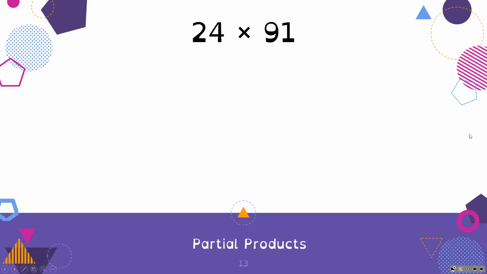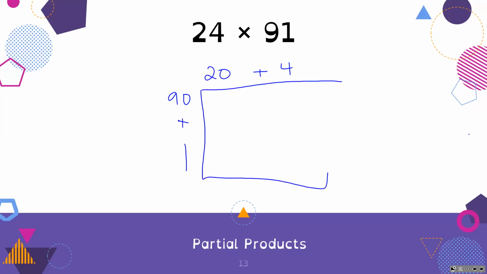And we're using the strategy of partial products. With partial products, usually what I suggest is you break your number up into place values. So 20 plus 4 times 90 plus 1, and you put this in a box. But I was thinking about it, and if you don't know your 4 times tables, that isn't easier. You can actually still break your numbers up even smaller. So you could do 20 plus 2 plus 2, and that would work too.